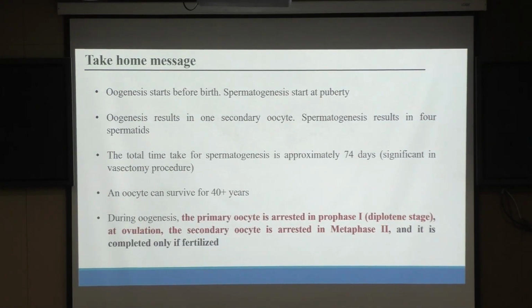The last one: during oogenesis, the primary oocyte is arrested in prophase 1. Before ovulation, the first division gets completed. At ovulation, the secondary oocyte is arrested in metaphase 2 and it is completed only if fertilized, right? So this is a take-home message and the summary of spermatogenesis as well as oogenesis, which you should not forget, right? Fine. Any doubts?